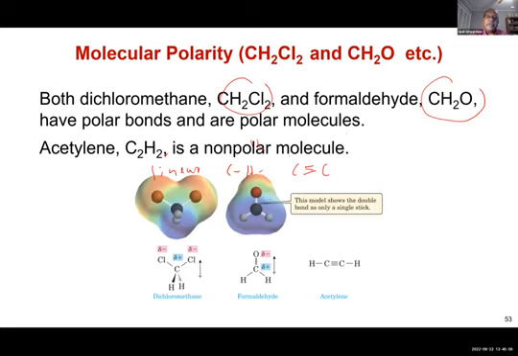So this is the carbon, this CH, first one, CH2Cl2. Therefore, it's a polar molecule. There's a polar molecule as well. I talked about this.